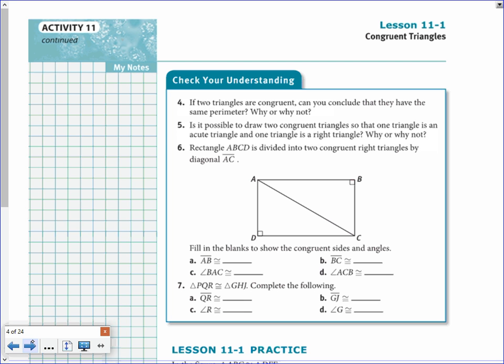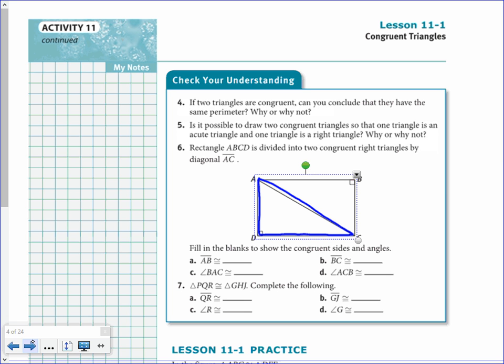Now let's look at number 6. On this, we have a rectangle that's divided into two congruent right triangles by your diagonal AC. And we want to fill in our missing congruent sides and angles. So I'm going to start by figuring out which sides and angles map to the other.